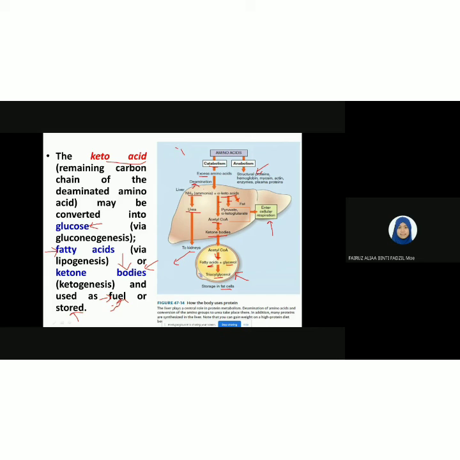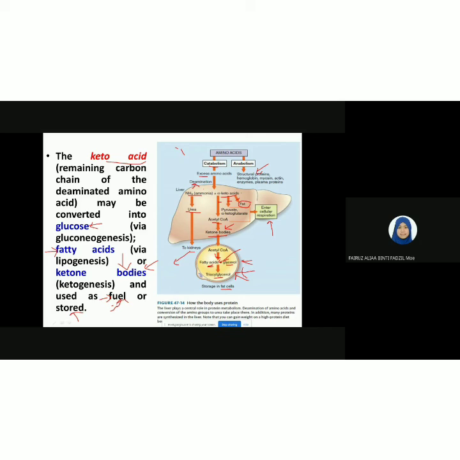So there are 2 functions here that happen to the alpha keto acid. They are converted into ketone bodies. They can be converted into fatty acids through lipogenesis, and once they are converted into fatty acids combined with glycerol, they become fat, and the fat can be stored in the adipose cell. Besides that, you can see here that once alpha keto acids become fat, the fat is stored in the adipose tissue.